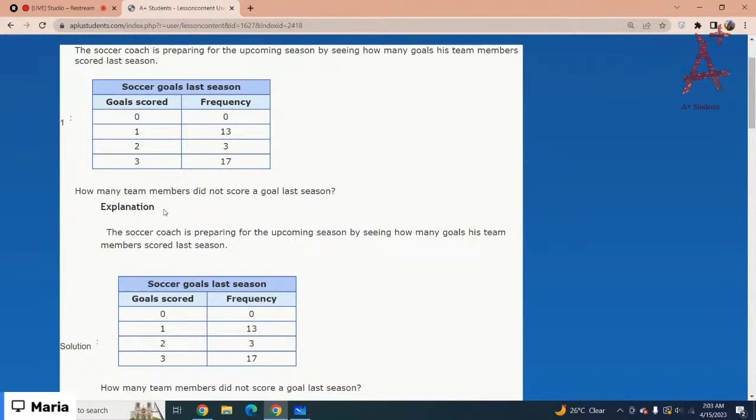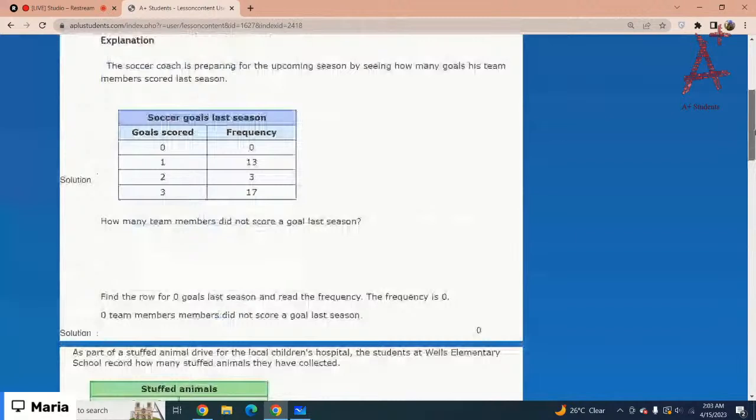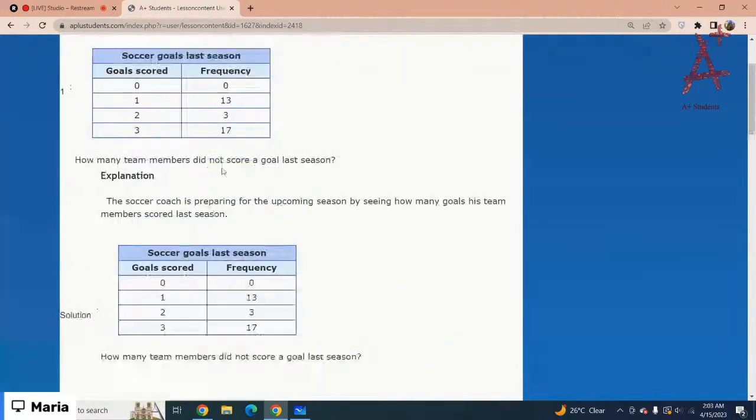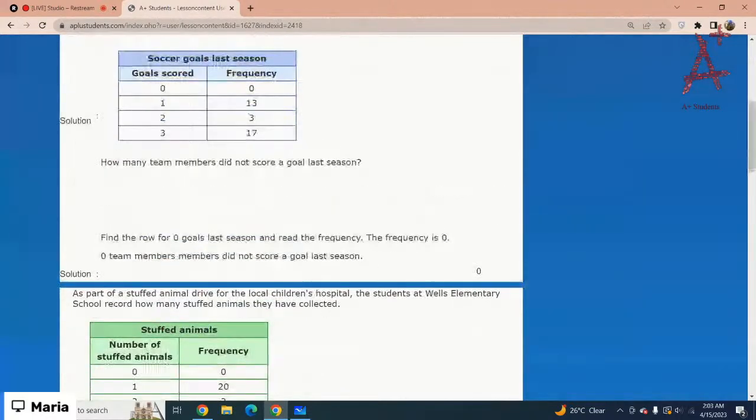Find the row of zero goals last season and read the frequency, because you need to see how many team members did not score a goal last season. So you need to see the zero goal. Zero goals scored has the frequency zero. That means zero team members did not score a goal last season.